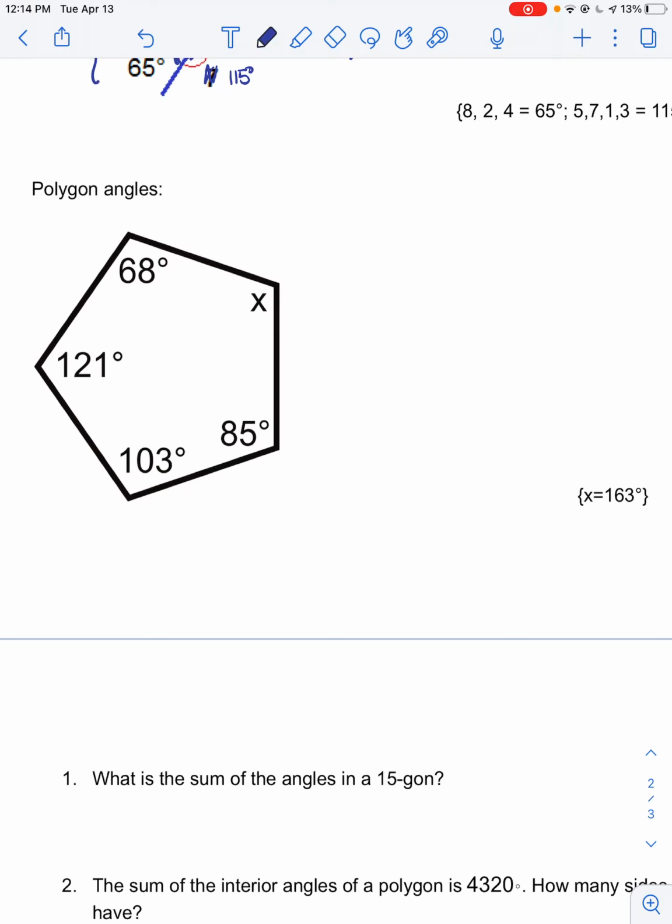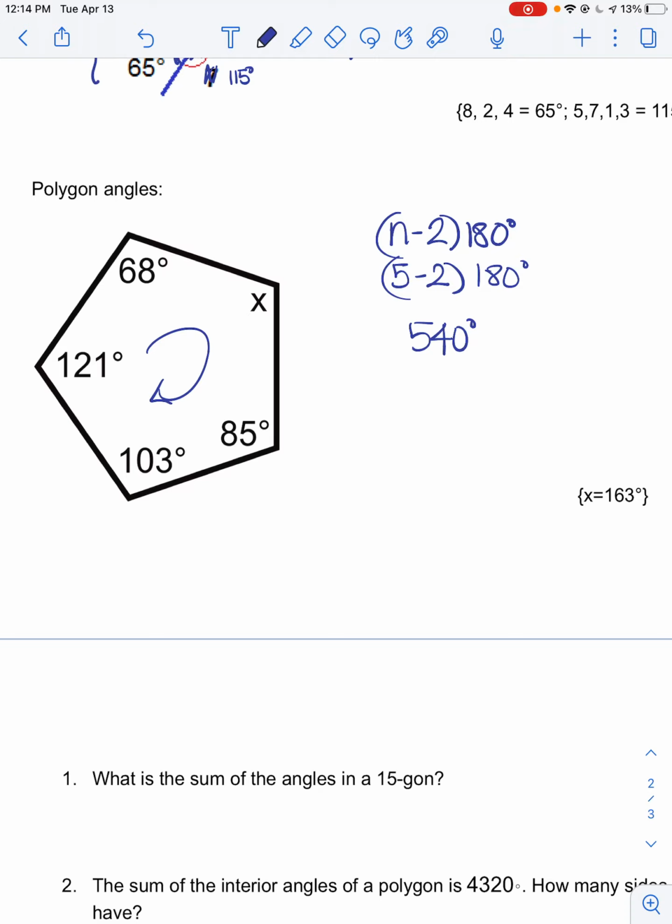I know with a pentagon, I can find the sum of the interior angles. How do I do that? Well, probably the quickest way is to do n minus 2 times 180. When I do that, I'll take n being 5. This is a pentagon. It's got 5 sides. 5 minus 2 is 3. 3 times 180 gives me 540 degrees. So that means that all of these interior angles must add to 540 degrees.